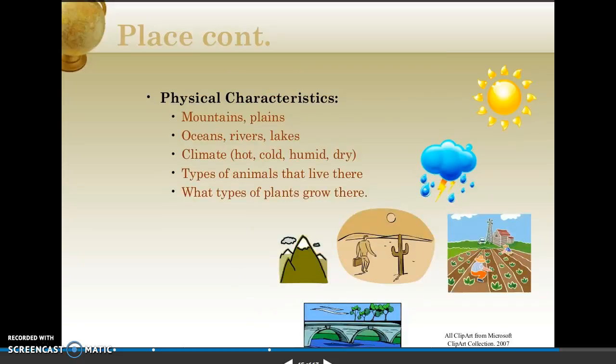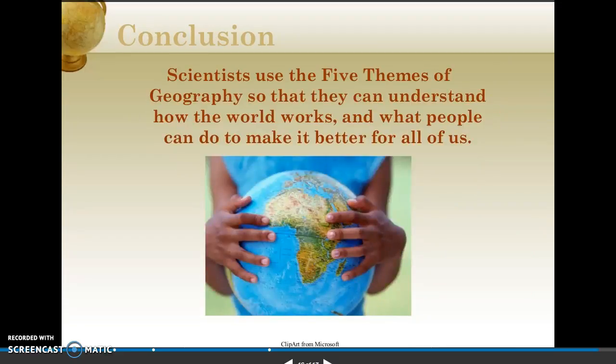Physical characteristics are going to be mountains and plains, oceans, rivers, lakes, climate, whether it's hot or cold, types of animals that live there, and what types of plants live there. In conclusion, scientists use the 5 themes of geography so they can understand how the world works and what people can do to make it better for all of us.